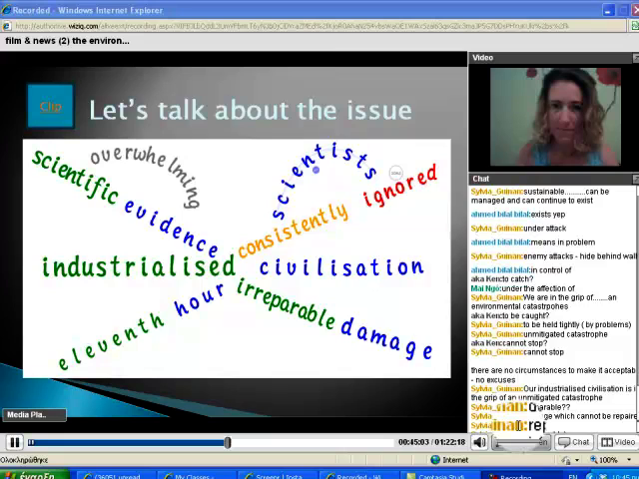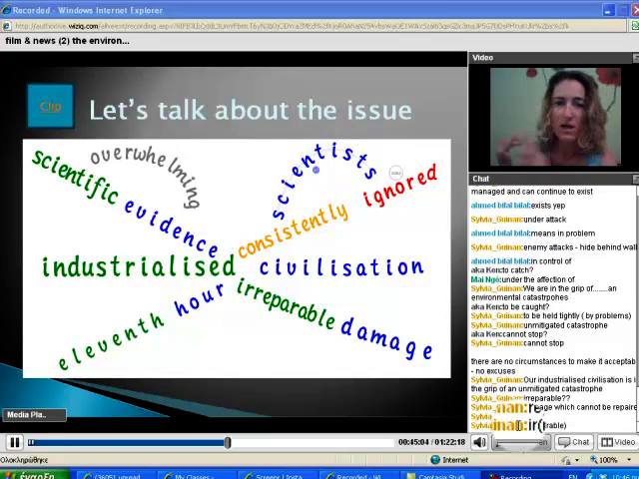Now, one point here is to understand which words go together, to understand when you hear it, and the most important step is for you to be able to speak like that. To say scientists have consistently ignored, they have caused irreparable damage, to be able to use these words together. And that takes you on the next step to complete fluency.